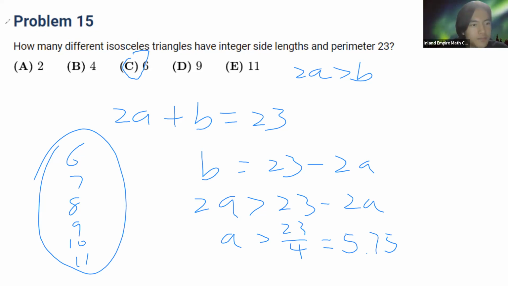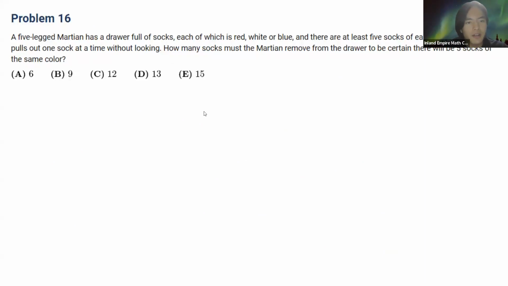All right, then let's take a look at the final question. A 5-legged Martian has a drawer full of socks, each of which is red, white, or blue. And there are at least 5 socks of each color. The Martian pulls out one sock at a time without looking. How many socks must the Martian remove from the drawer to be certain there will be 5 socks of the same color? A6, B9, C12, D13, E15.